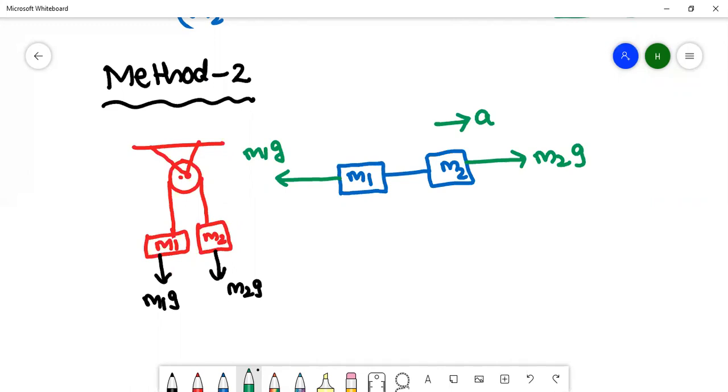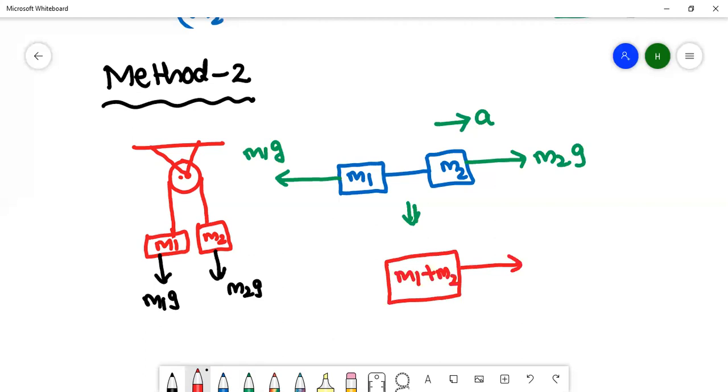So I'm going to take this as a combined system. If we take it as a combined system, here I'm going to take the two blocks of masses. So this is M1 plus M2 now. On this side, which force is acting? This side M2G force is acting. So that side M1G force is acting.